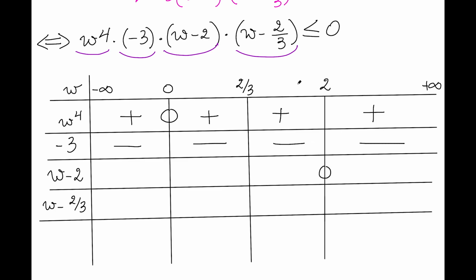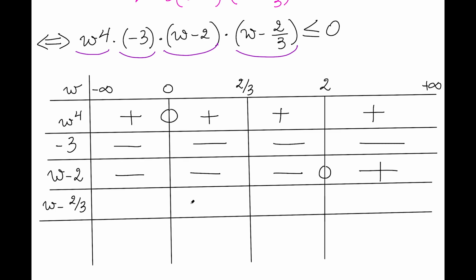Before 2, this entity is going to preserve a sign. Let's choose a number before 2, 0, for instance. 0 minus 2 is minus 2. So before 2, the entity w minus 2 is always negative. And after 2, w minus 2 is going to be positive. Just check, take a number bigger than 2, let's say 3. 3 minus 2 is 1, which is positive.